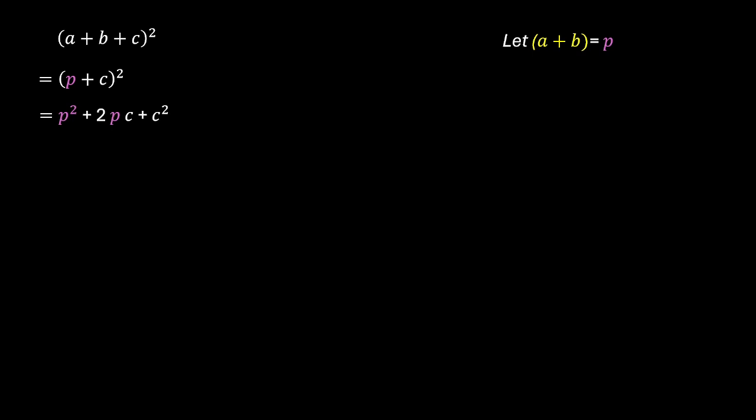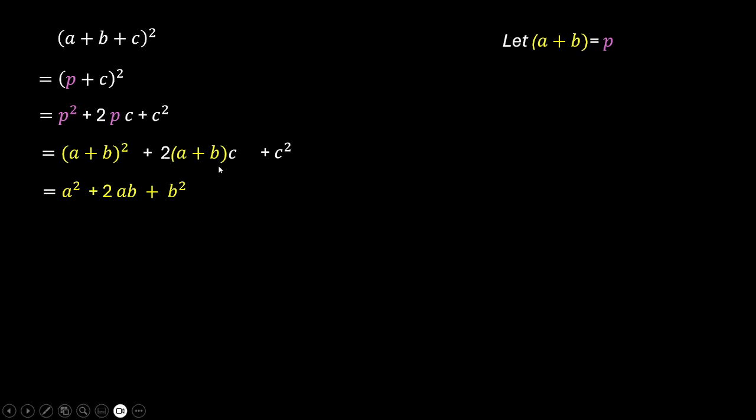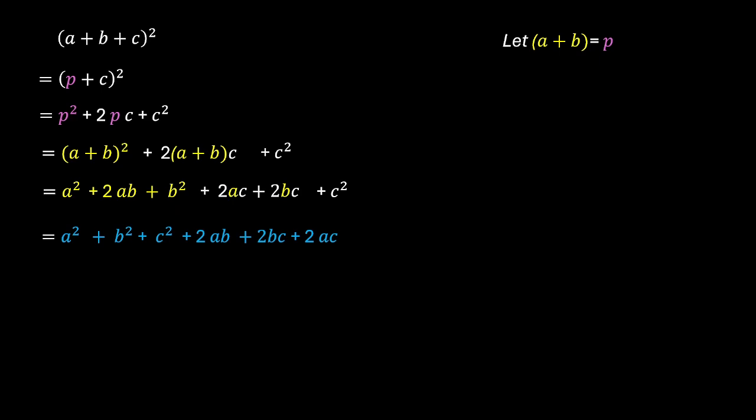Now we'll just substitute the value of p. a plus b whole square plus 2 into a plus b into c plus c square. Let's expand a plus b whole square, which is a square plus 2ab plus b square, and this will be 2 into a into c plus 2 into b into c plus c square. So let's just collect all the square terms and write them. a square plus b square plus c square plus 2ab plus 2bc plus 2ac.